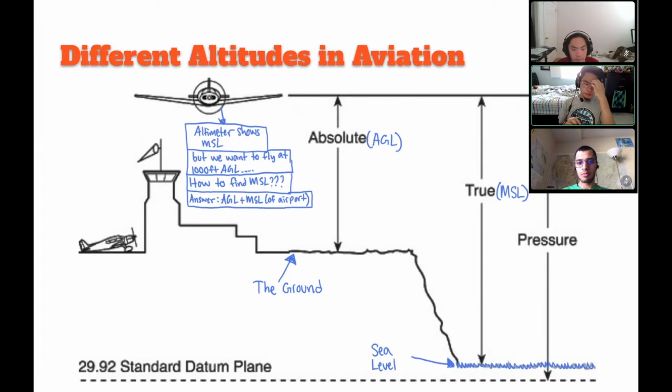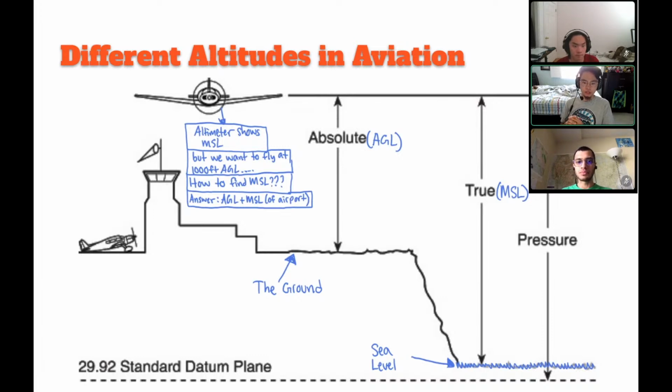Now, to the right of true MSL is pressure altitude. Do not worry about pressure altitude. We are not going to teach you what it is. It's a lot harder to understand. It has a lot more to do with the atmosphere. We're not going to teach you about it. But what we are going to teach today is the new one, absolute altitude, or AGL.